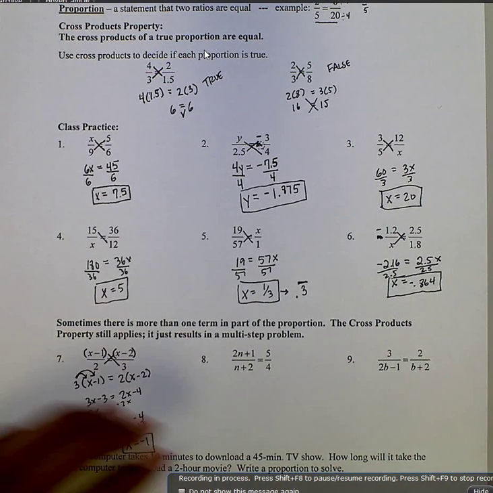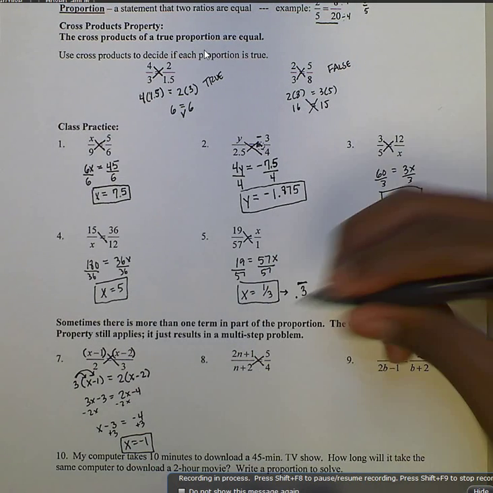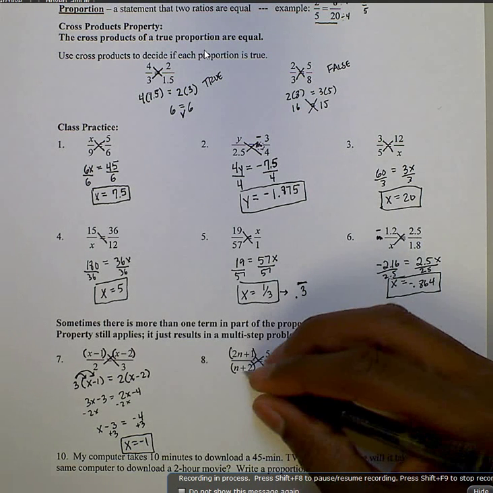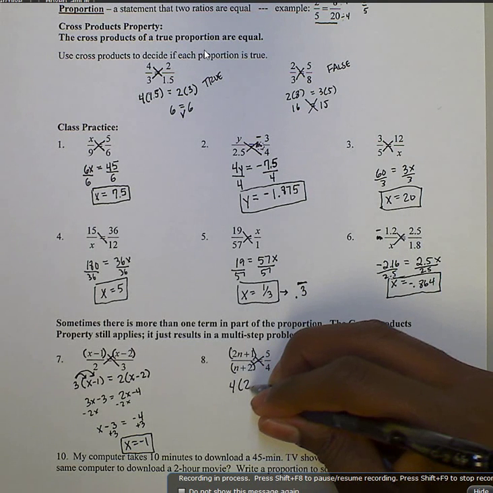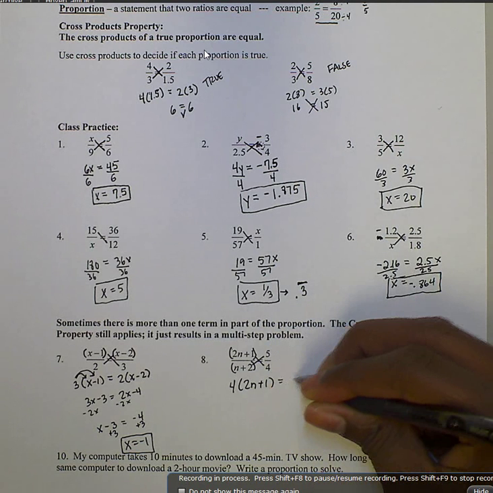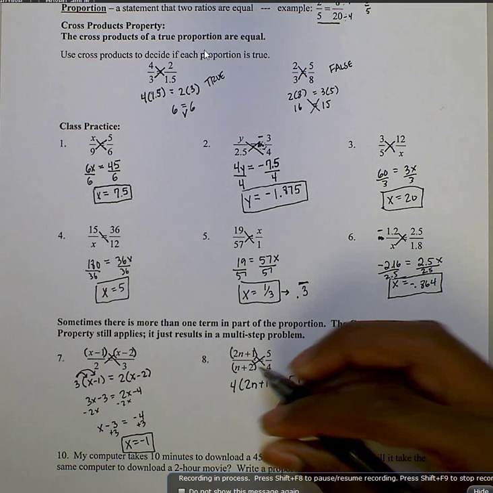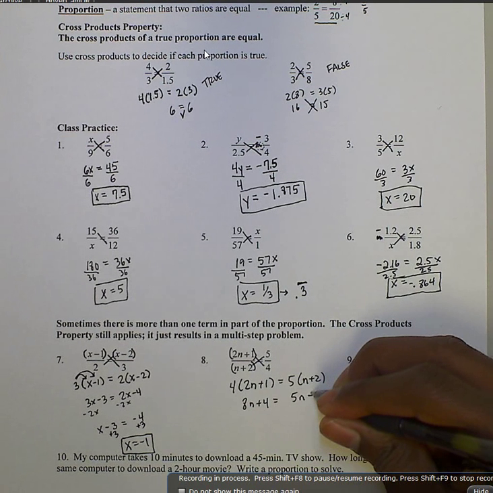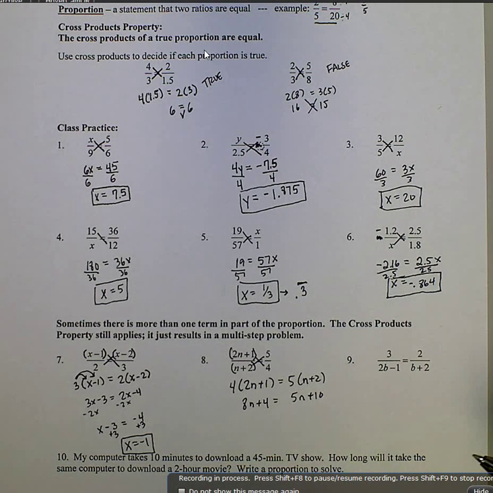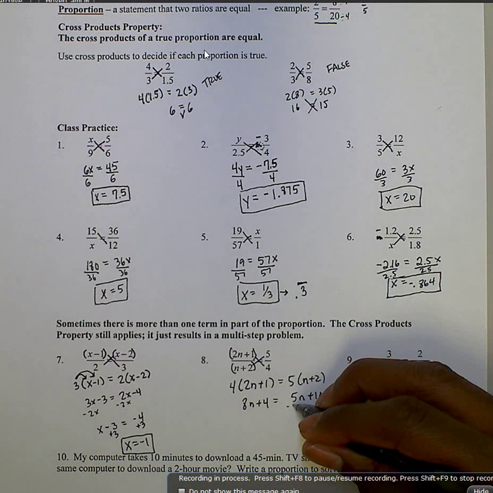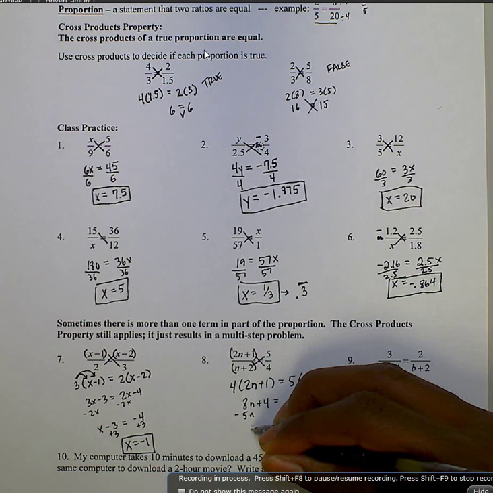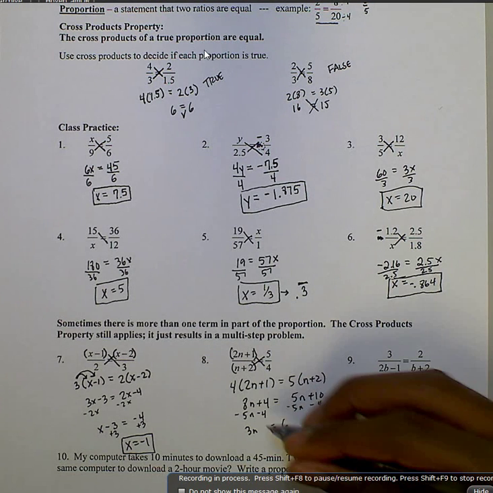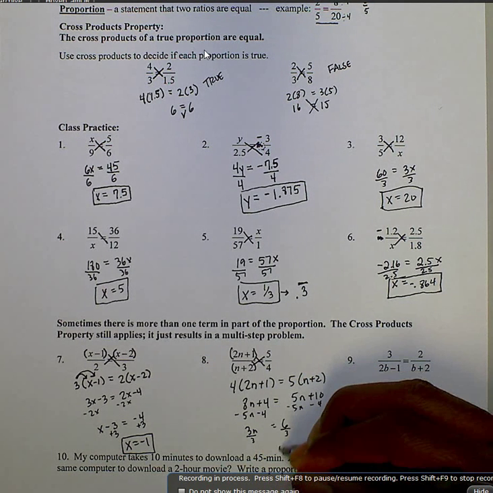Doing the same thing up here. Switching. Okay, I'll write my parentheses. I have 4 times 2n plus 1 equals 5 times n plus 2. Distribute, I get 8n plus 4 equals 5n plus 10. And now I'm just solving for it, and I'll subtract 5n from both sides. I get 3n. I'll subtract 4 from both sides, and I get 6. Divide both sides by 3, and n equals 2.